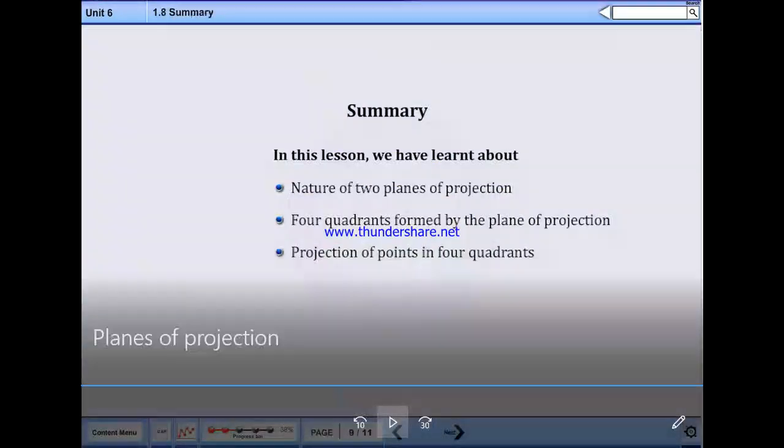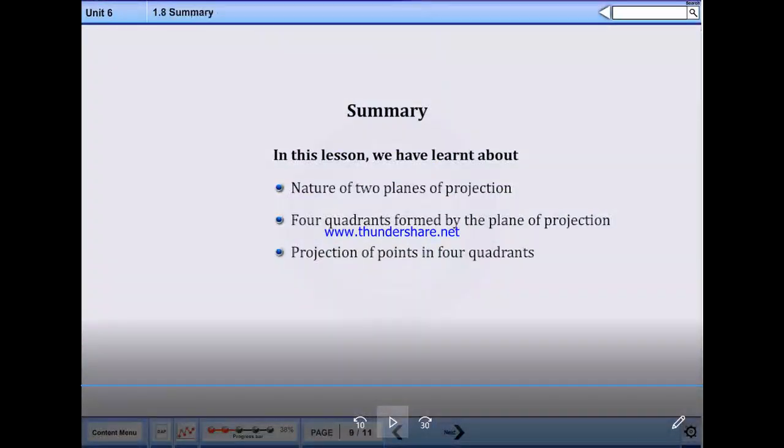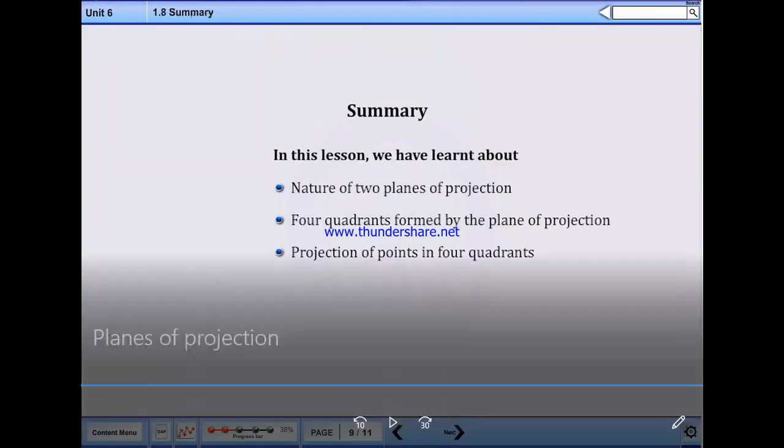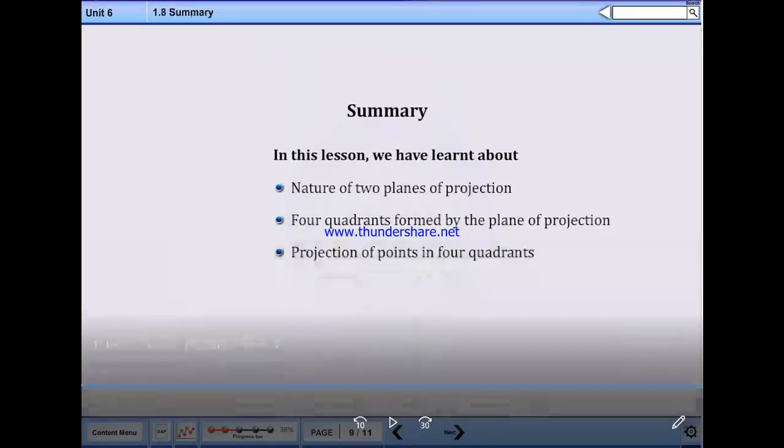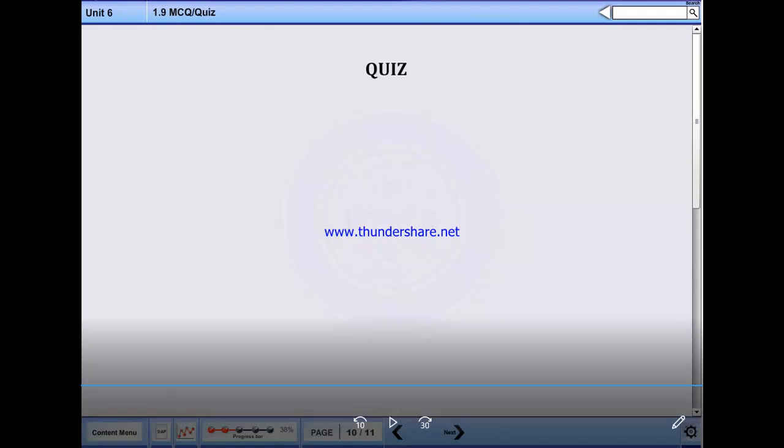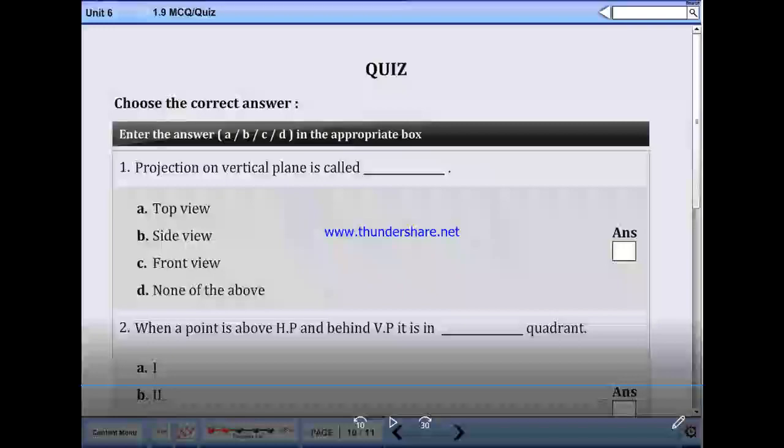Now with this we learn in this topic nature of two planes of projection, four quadrants formed by the planes of projection, position of points in four quadrants. So like this we have studied. Now the quiz questions regarding the topic.